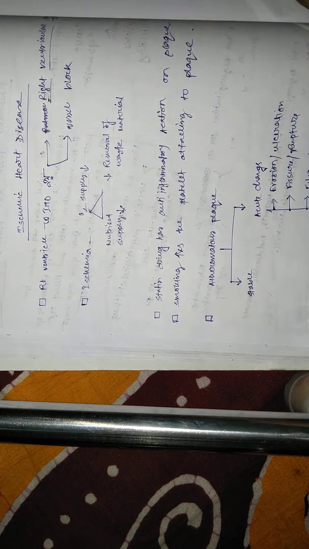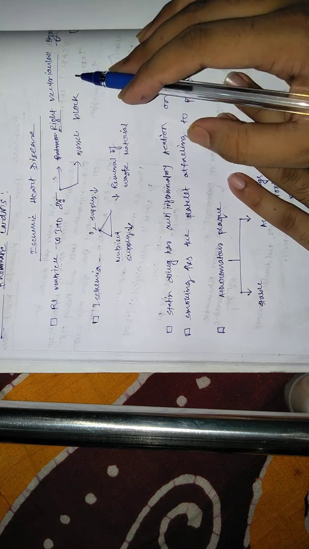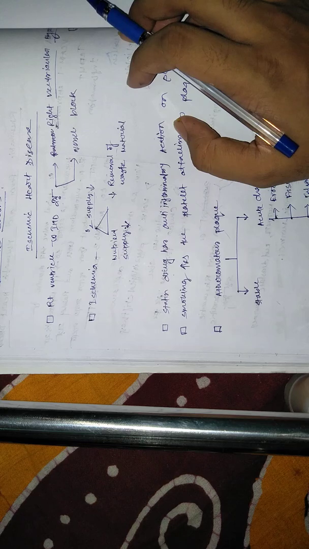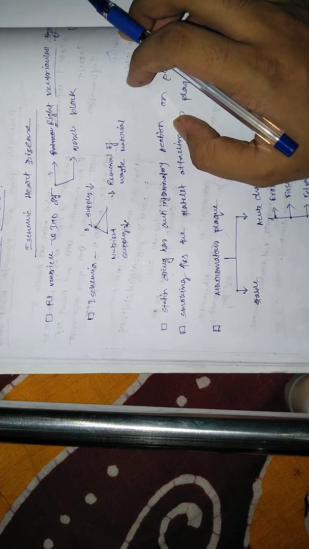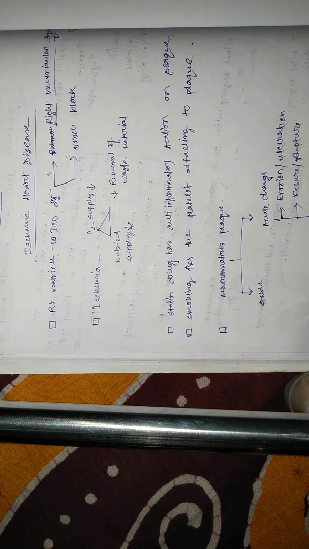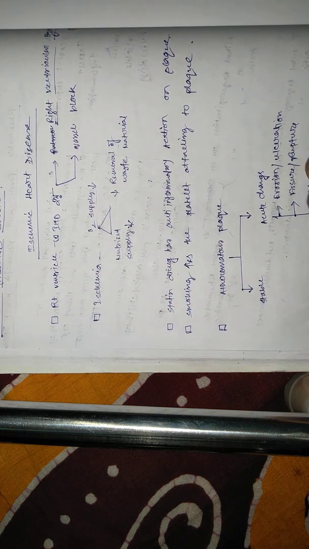In the right ventricle, it may be due to right ventricular hypertrophy that is seen in pulmonary hypertension, and also when there is right coronary artery blockage, right, vessel block.